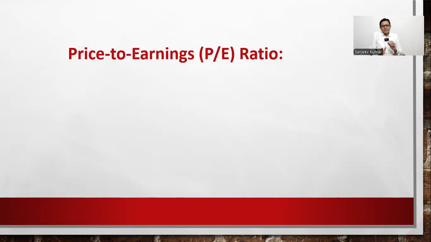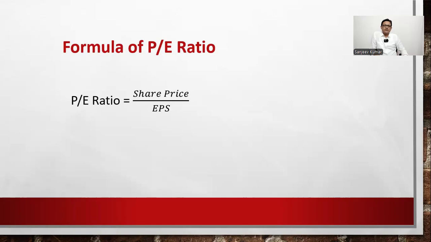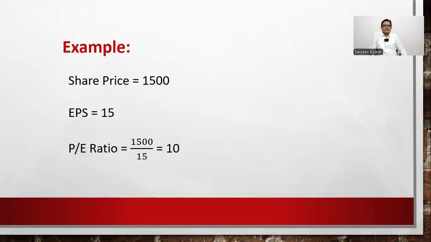Both are interrelated, PE and EPS. The PE ratio measures a company's current share price relative to its per share earnings. This is the formula: share price divided by earning per share. With an example you can understand better. Share price is 1,500 and EPS is 15. Then the PE ratio will be 1,500 divided by 15, which means 100. So just understand from the previous slides.